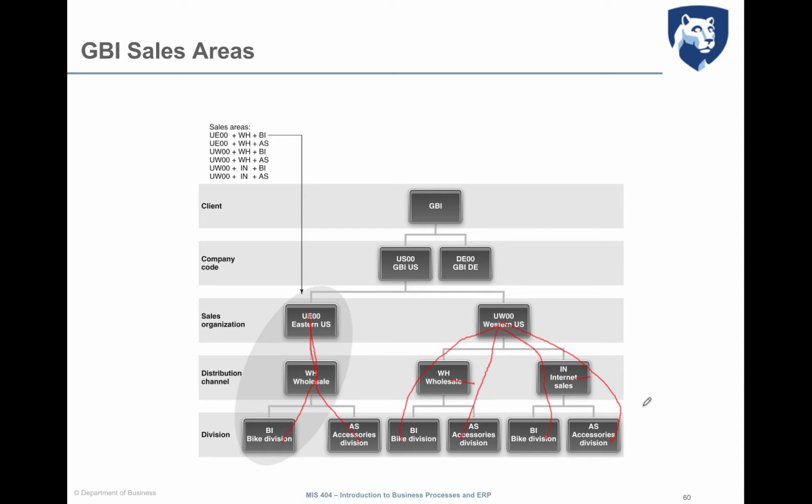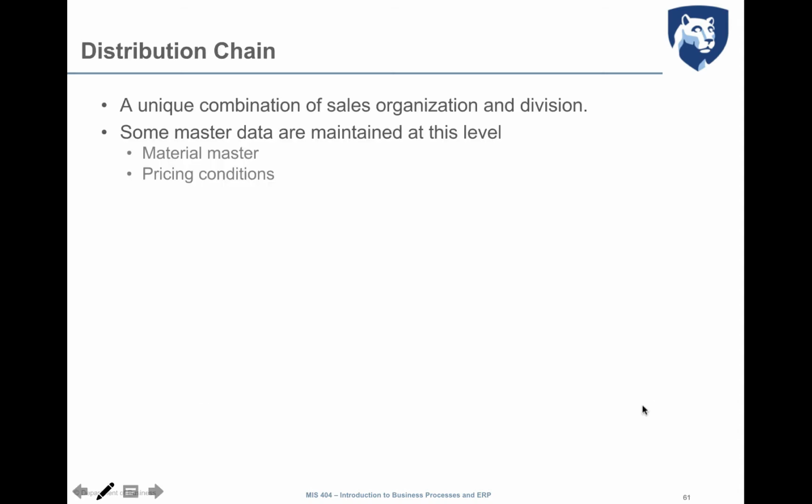There are 6 more in company GBI in Germany. Then there is also a further concept that characterizes the sales and the fulfillment process, which is the concept of distribution chain. Very quickly, and just to let you know that this concept exists, the distribution chain represents a unique combination of a sales organization and a distribution channel and within a division.